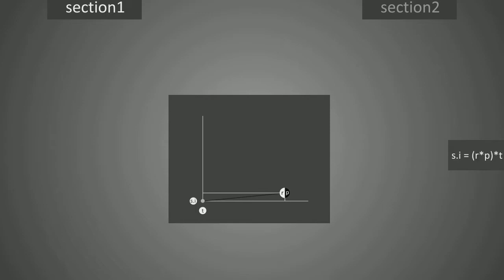X becomes time, y becomes interest, which is also simple interest now, and m becomes rate times principal. What does this say? It says the interest that you are going to pay depends on time through rate times principal. And let's see this with an example.